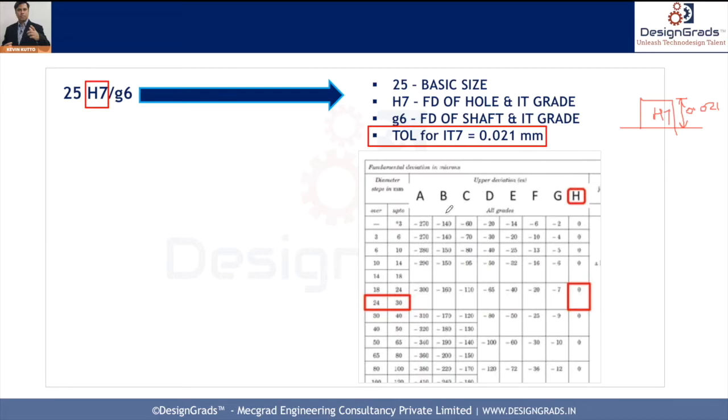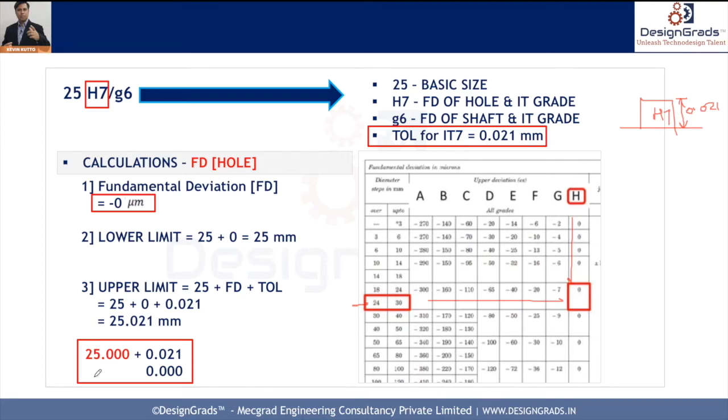We have already seen this table where capital letters A, B, C, D, E, F, G, H were there, right? And we can find it in the ISO 286 or IS 919 standard. If you know the range in which the basic size falls, which is 25, falling between 24 to 30, and once we know the capital letter H, you can very well find the fundamental deviation at the cross section, which is 0, which makes sense, right? Yeah, so once we have the fundamental deviation, it's easy to calculate the lower tolerance and upper tolerance.